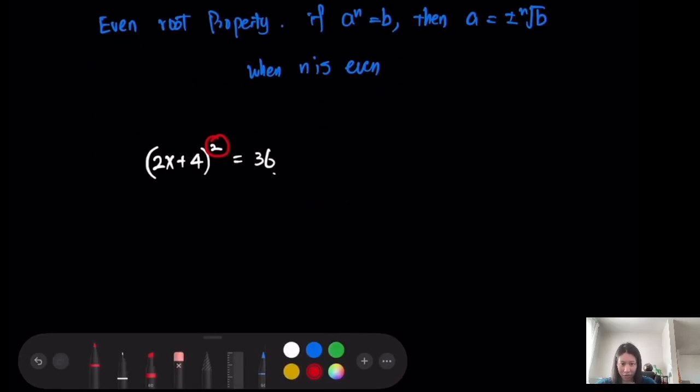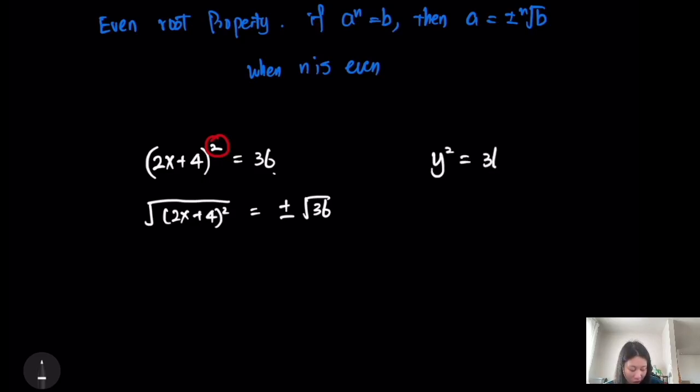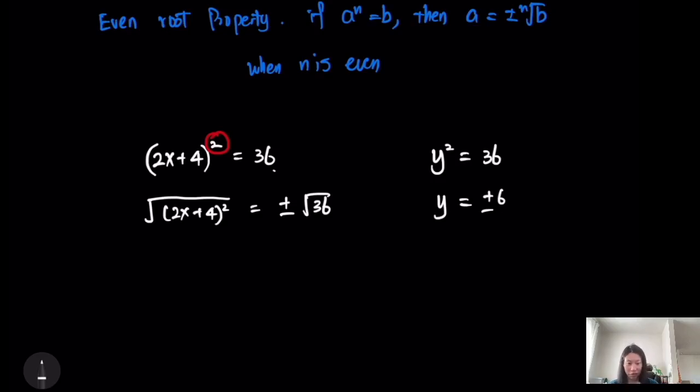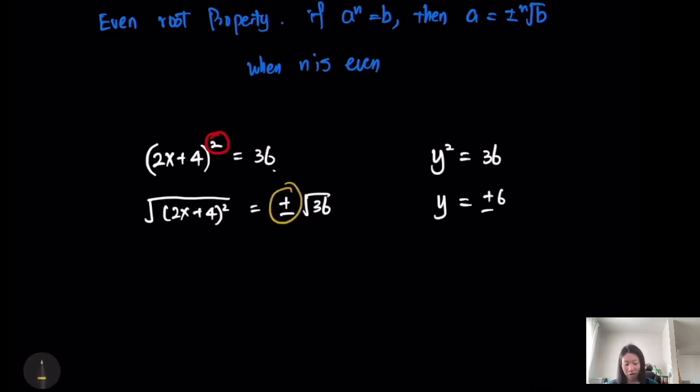Now let's take the root on both sides. We will have the square root of 2x plus 4 squared equals positive or negative square root of 36. If you're still confused, you can simplify it as, say, y squared is equal to 36. Now when I'm removing the square, taking the root on both sides, you need to think that y could be positive 6 because positive 6 squared equals 36. Another possibility is y equals negative 6. If you think about it that way, you will better understand why there's a positive and negative answer.